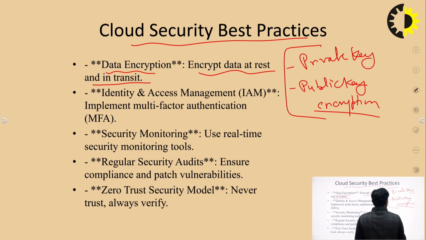Encryption is of two types, private key and public key encryption. As per our need, different algorithms and technology concepts are available for encryption that we can use. Private key encryption means the same key is used for the encryption purpose and for the decryption purpose.